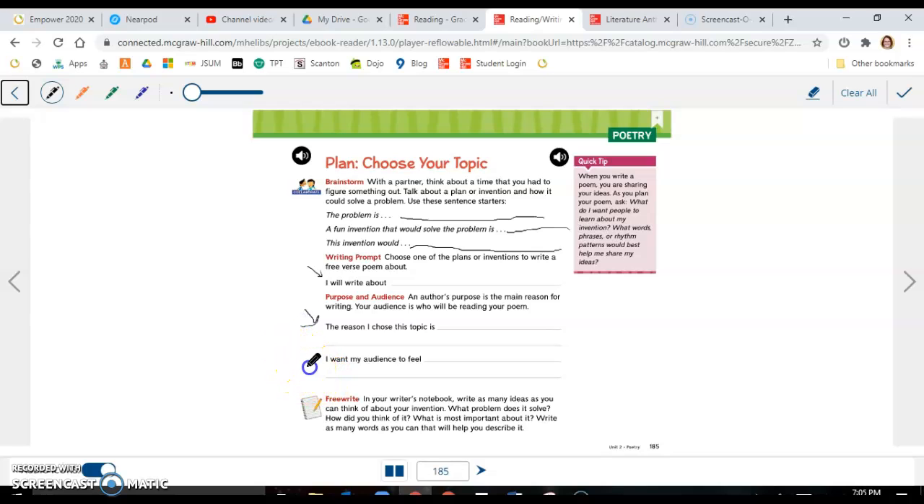Now remember, poetry is all about feeling. So what do you want your audience to feel as they are reading your poem? Go ahead and fill out page 185 with your ideas. Then go back to Empower for the next step.